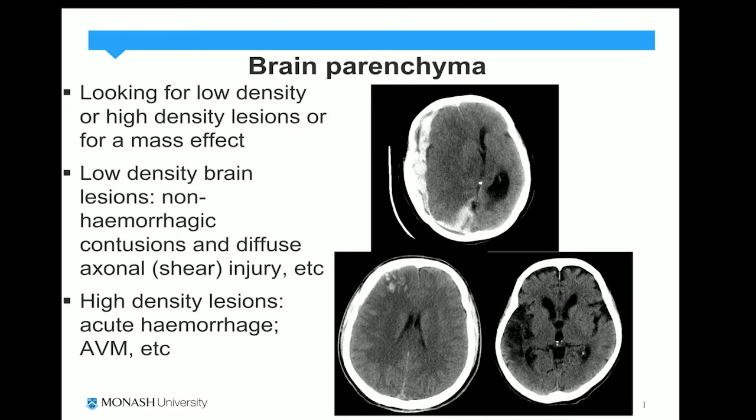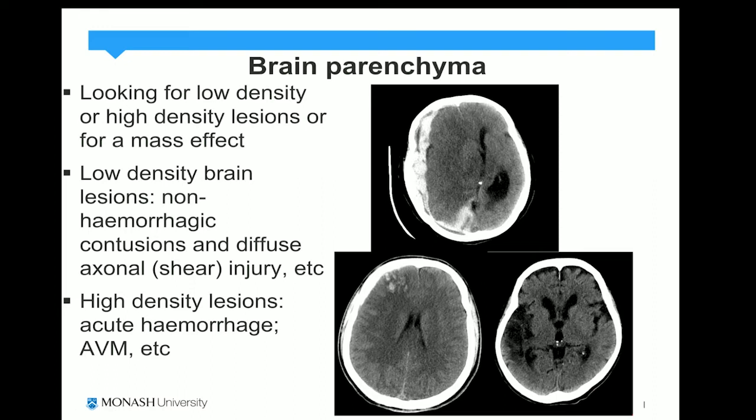And now next, the brain parenchyma. So looking for changes in density, either low density or high density. The other important thing is to look for a mass effect. So just looking at this image here, we can see that our ventricles are nice and central. The pineal gland is also central. But in the image at the top, you can see that the ventricles have been pushed over to one side. And that's what we mean when we talk about a mass effect.